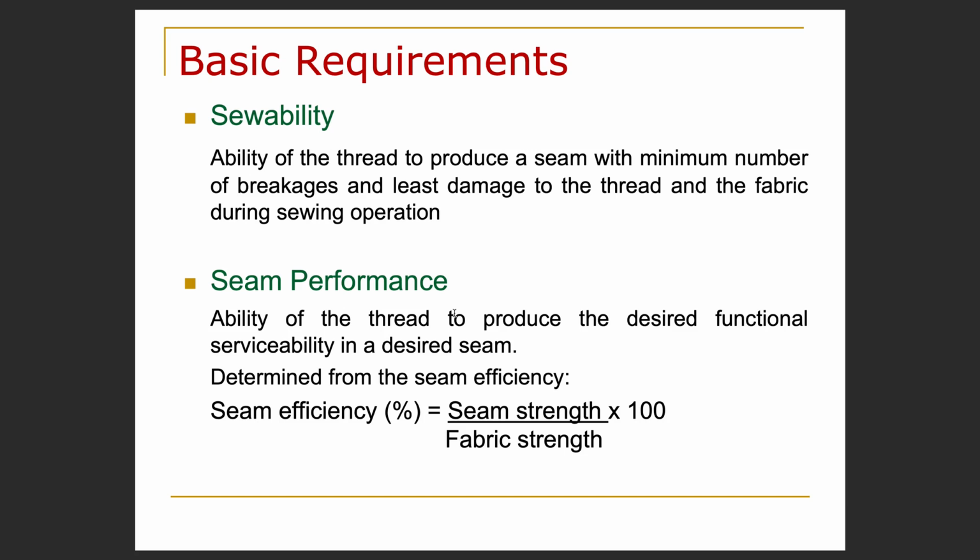There is another parameter related to sewing which is known as seam performance. Seam performance is the ability of thread to produce the desired functional serviceability in the desired seam. So what is serviceability here? That is, in the seam that we are making, what kind of end use we want or what kind of property we require, whether that seam should be strong, durable, or it should possess good stretchability. That is related to serviceability, and it will depend on the properties of the sewing thread with the help of which the seam is being formed.